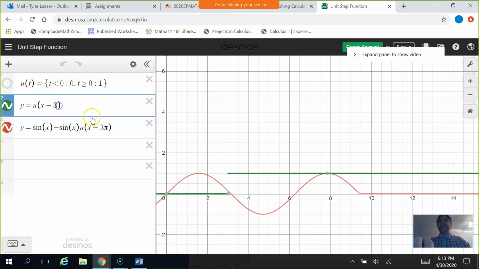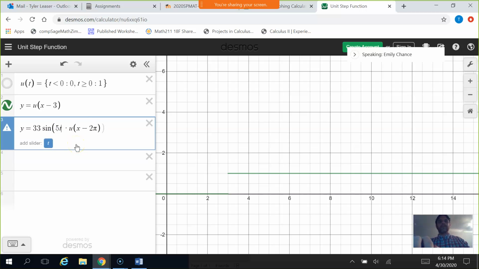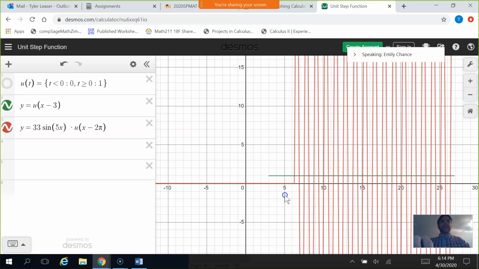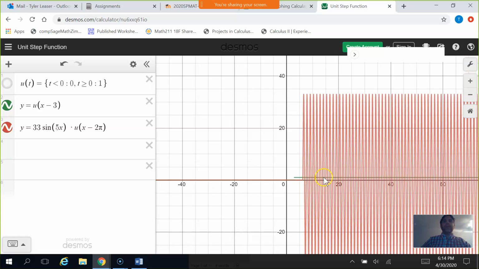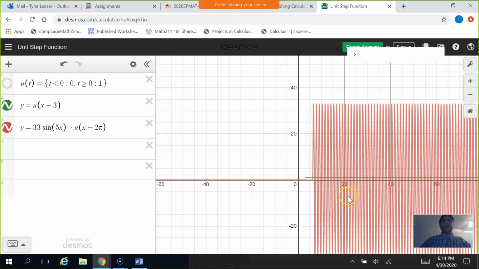Oh, that's so cool. Okay, so what we want to graph is 33 sine of 5t times this u function, u of t minus 2 pi. It doesn't like it. Use parentheses around the argument of sine. It should be an x minus 2 pi. Ah, perfect. If we just try to do this, which is what I was trying to do in Word, notice that it's not quite what we want, right? This is 0, and then we hit the 2 pi, and then it jumps up forever.